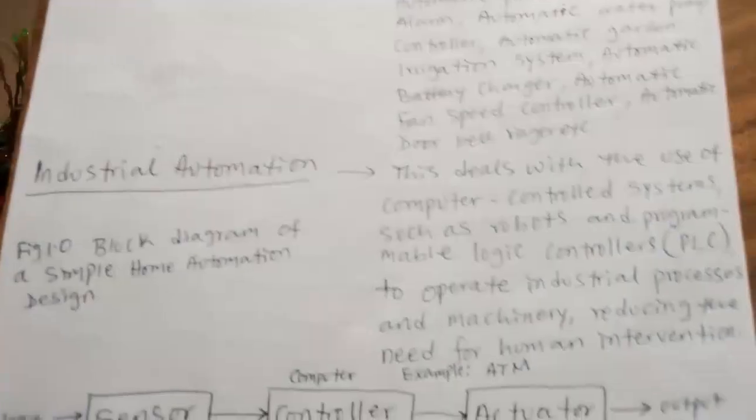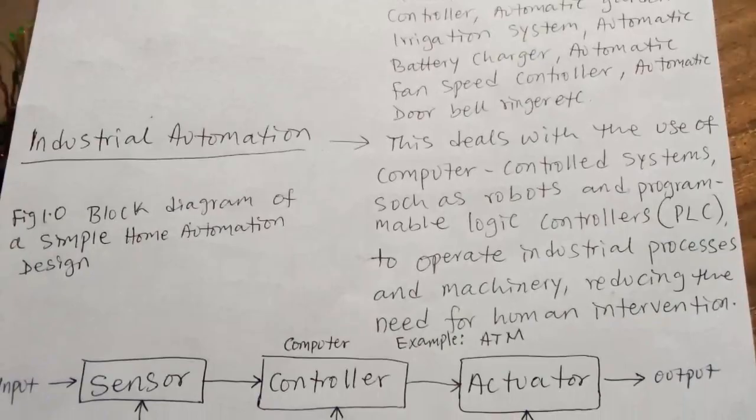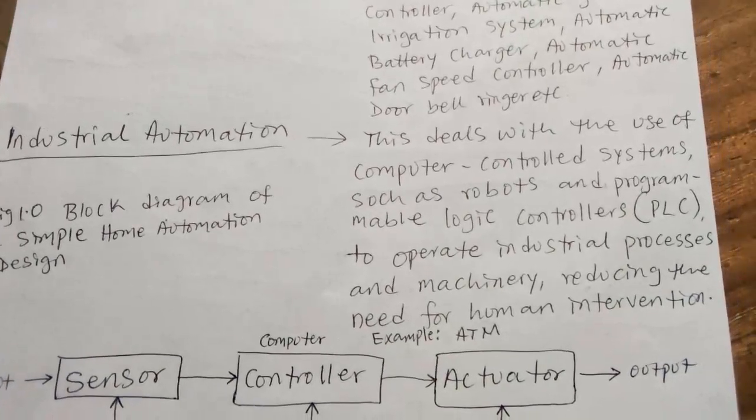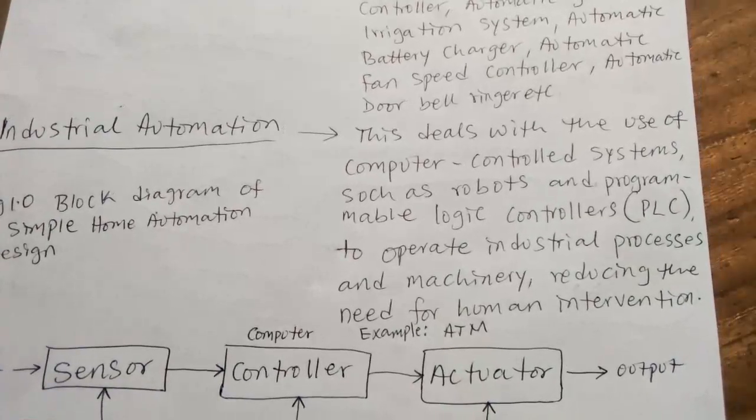Let's also take a look at industrial automation. We have home automation, we also have industrial automation. This deals with the use of computer control systems such as robots and programmable logic controllers, PLC, to operate industrial processes or machinery, reducing the need for human intervention. A very good example is the automatic teller machines we all know about.